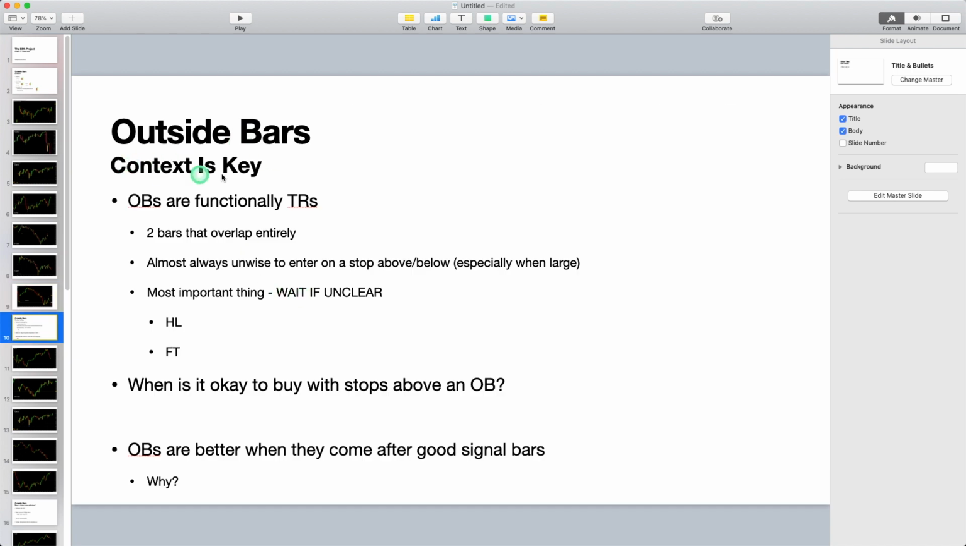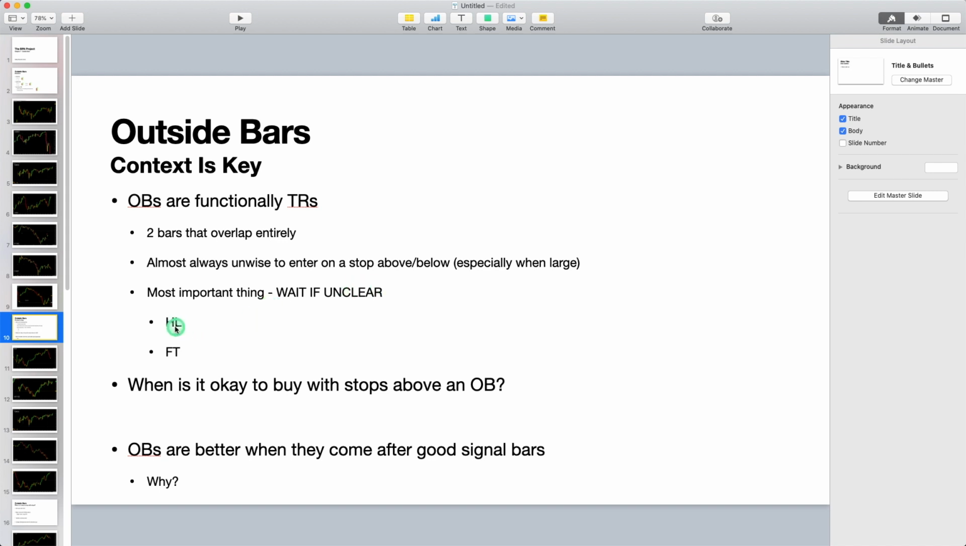So context is key. Outside bars are functionally trading ranges. They're big down and big up, so they're 2 bars that overlap entirely. And Al says it's almost always unwise to enter on a stop above or below an outside bar signal bar, especially when the bars are large. And he says the most important thing with outside bars is just wait if it's unclear.